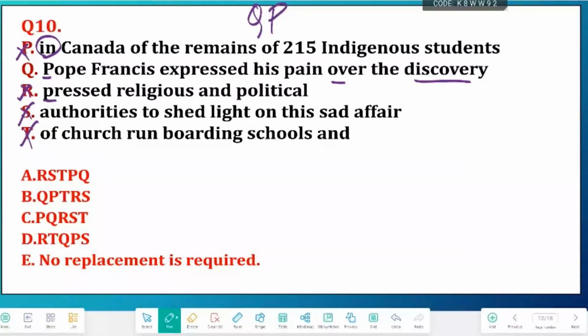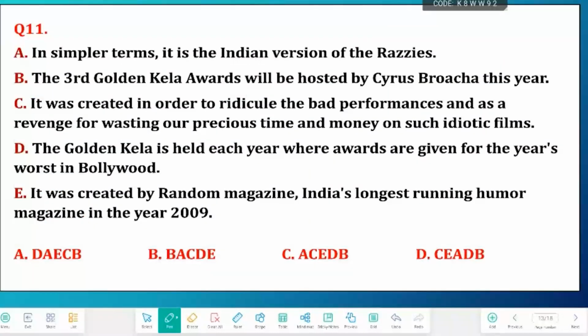Q followed by P. Which discovery was it? In Canada of the remains of 215 indigenous students. 215 indigenous students. Students of where? Students of church-run boarding schools, and that statement. So Q, P, T, then church-run boarding schools and pressed religious and political authorities to shed light on this sad affair. So after T comes R, after R comes S. So Q, P, T, R, S is your correct sequence. Your correct answer will be option B. I hope you must have got this right. Okay, so let's move on with our next parajumble.